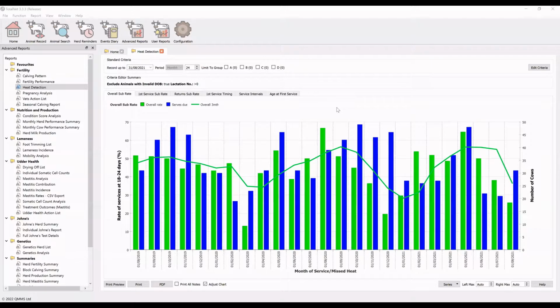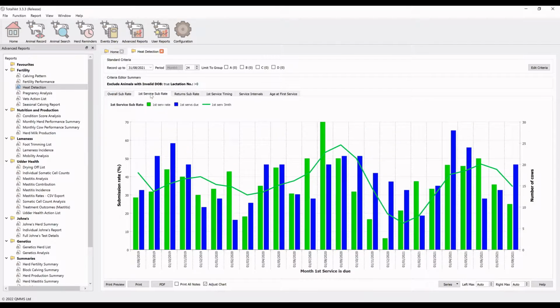The next 2 tabs in this report break this down further into just the first services, so those occurring within 42 days to 63 days of lactation, versus return submissions. So looking at first service submission rate, the first thing you'll see is that on this farm, the first service submission rate is lower than the overall submission rate across the last 2 years. Again, there appears to be some seasonality, which may be due to changes in heat detection, changes in heat expression, or it might be a deliberate strategy by the farmer.